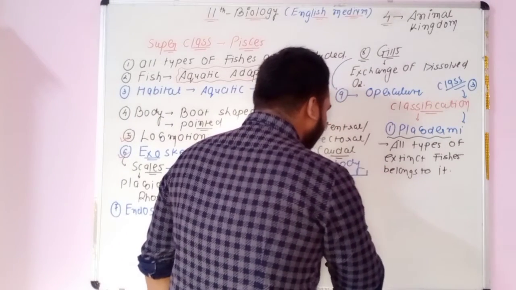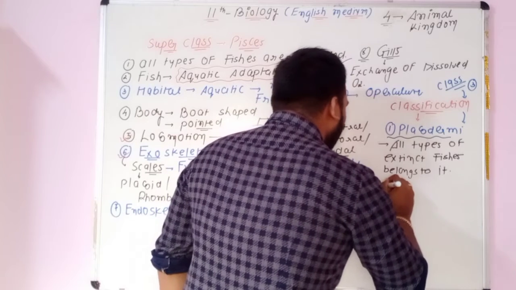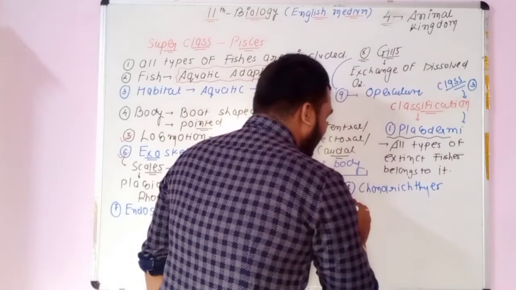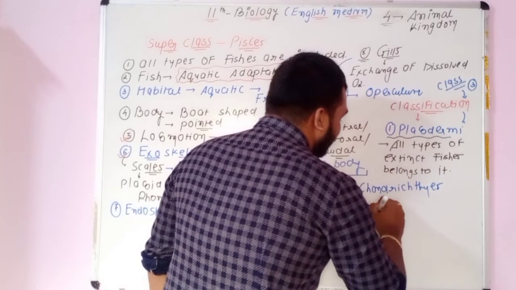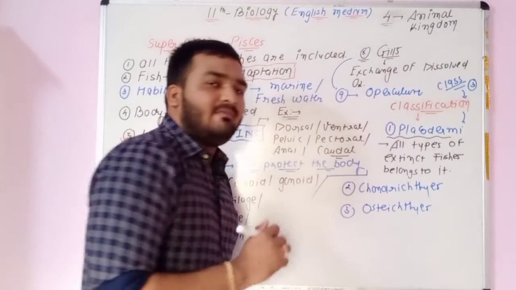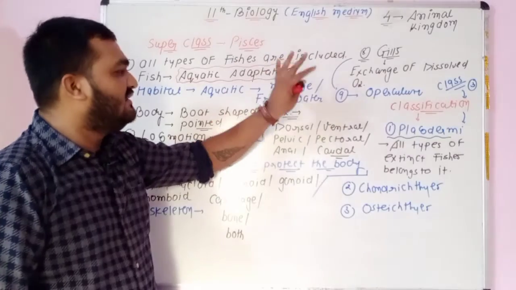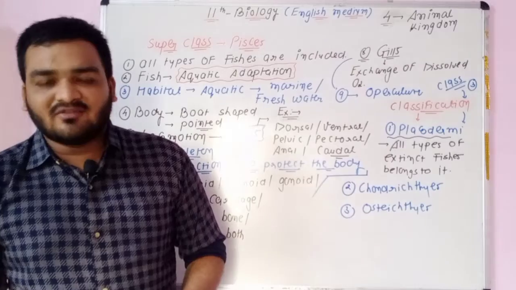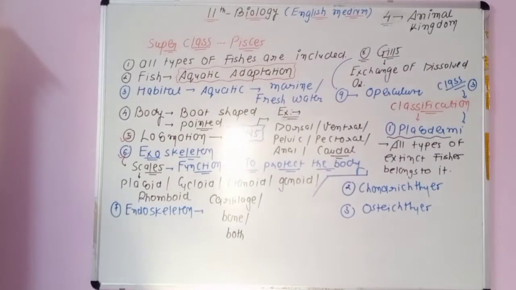The second one is about the Chondrichthyes, and class number 3 is known as Osteichthyes. So you will remember that superclass Pisces is divided into three main classes: Placodermy, Chondrichthyes, and Osteichthyes. So first of all, take a screenshot of this.